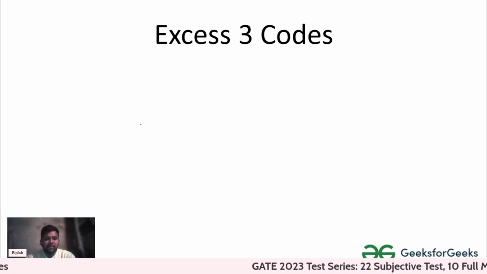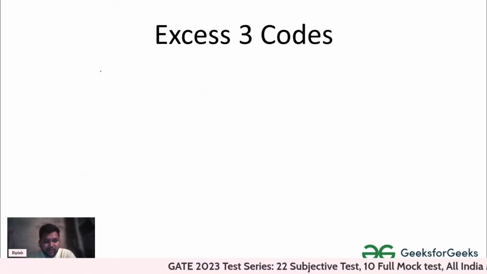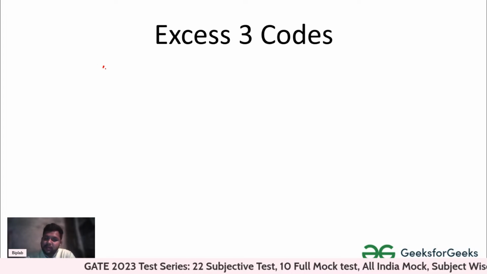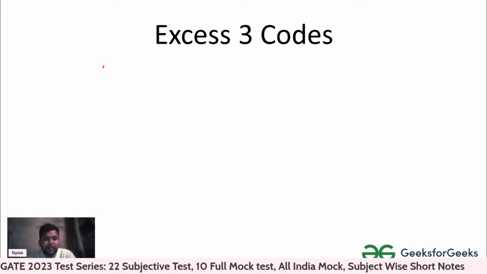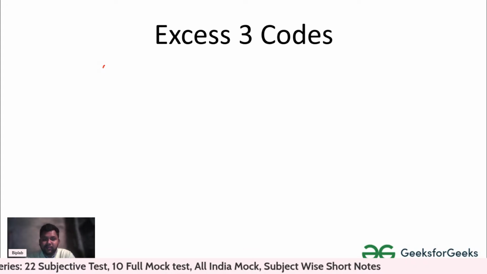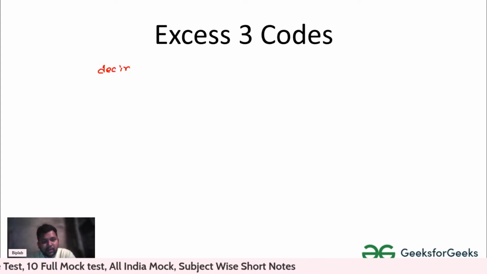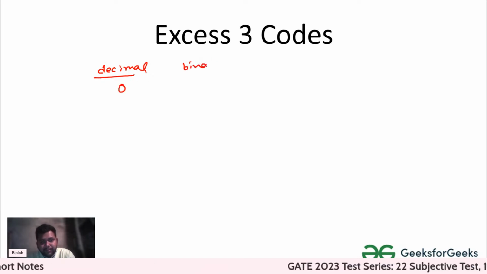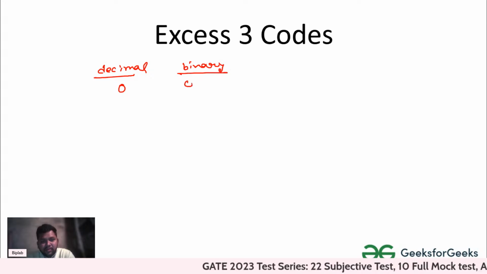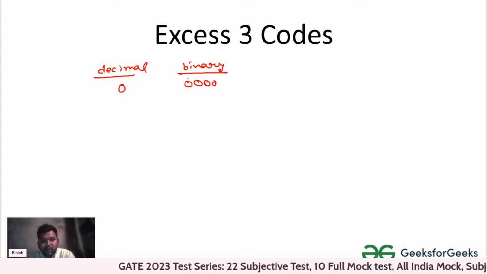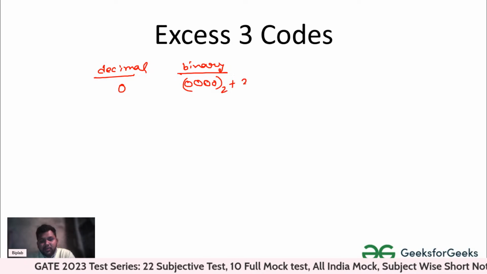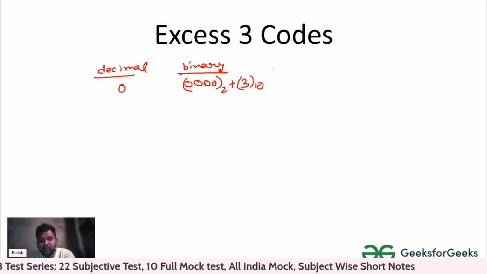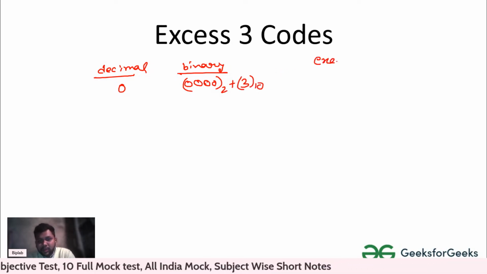Then comes excess 3. As the name suggests, the process is the same, but the representation of each digit is different. In decimal you have 0, and in binary you write this as 0000. Instead of writing this, you will add 3 to this number, so you will get excess 3.